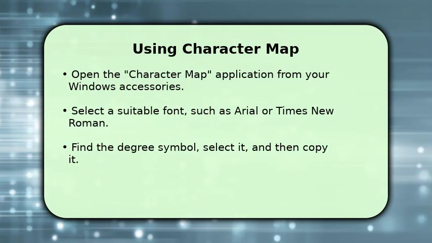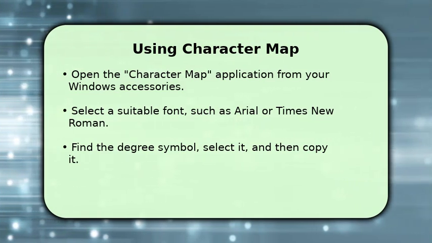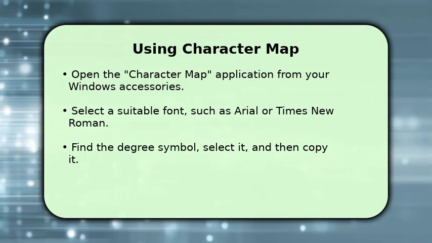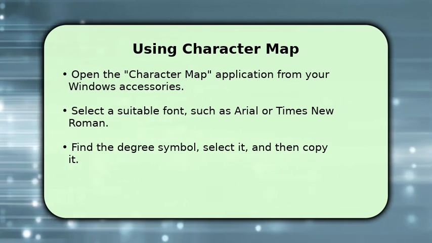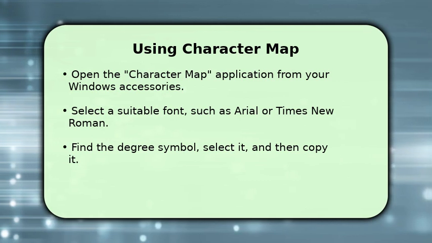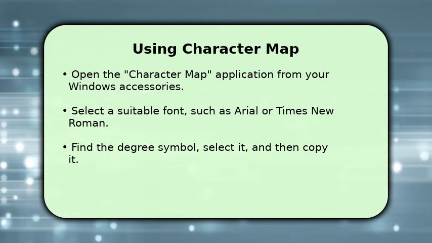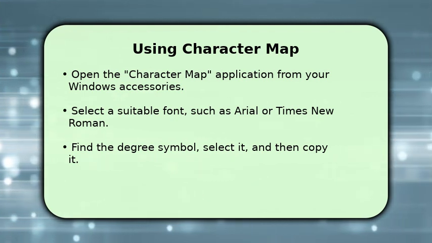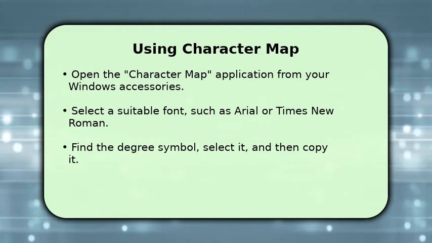For a more visual approach, you can use the Windows Character Map. Search for Character Map in your Windows Start menu and open the application. Choose a common font like Arial or Times New Roman from the drop-down list. Scroll through the characters until you find the degree symbol. Select it, then click the Copy button. Now, simply paste it directly into your Excel cell. This method is helpful if you prefer a visual selection.